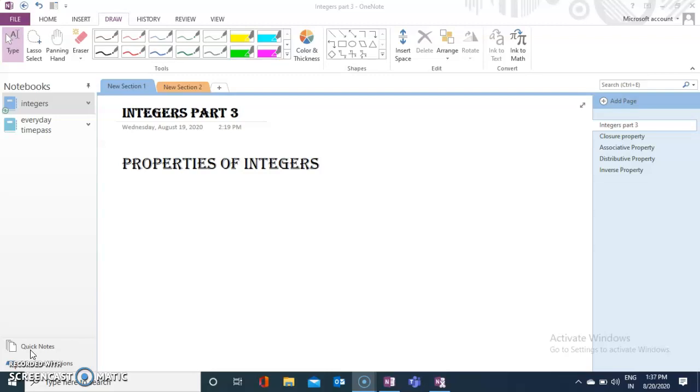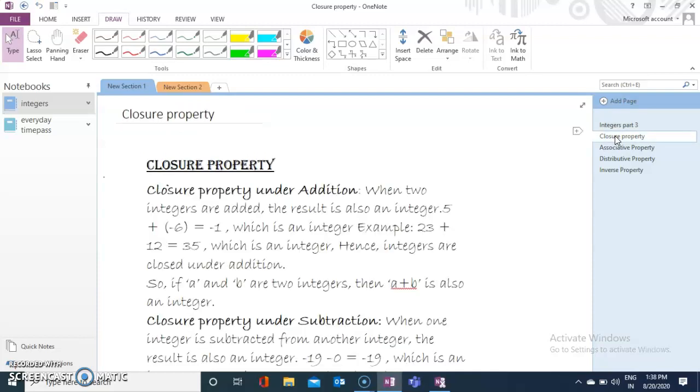So today we will learn about properties of integers. First of all, what are the properties of integers? Integers have 4 properties for now: closure property, associative property, distributive property and inverse property. Today we will learn about all these properties in detail. So first of all, let us get to know the closure property.